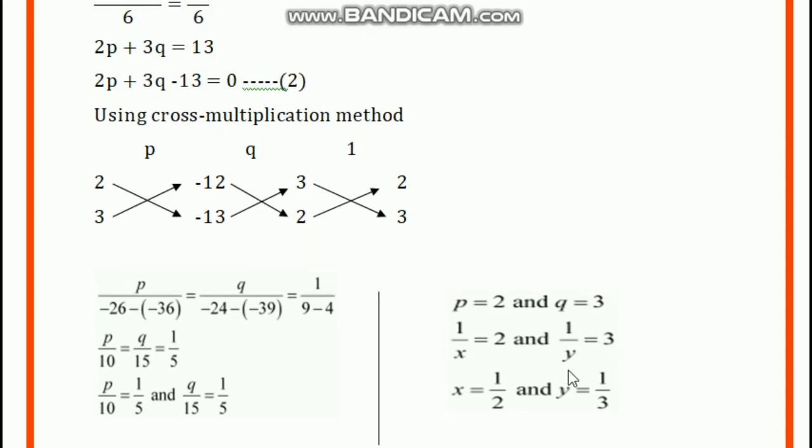Here 1 by y equal to 3. So what is the reciprocal of 1 by y? y. What is the reciprocal of 3? 1 by 3. Or else you can use the cross multiplication method also. Okay. Just multiply to the right hand side x, and 2 transfers to the left hand side, which will make it 1 by 2. Okay, so better follow the reciprocal. Why? Because we need to find out the values of x and y. Okay, I hope you all understood this concept.